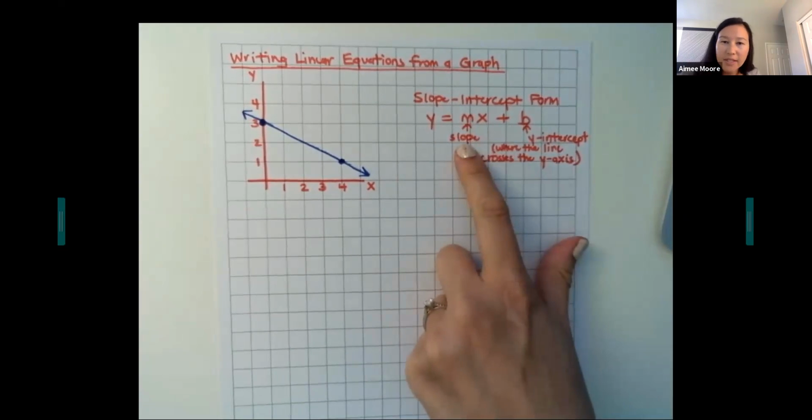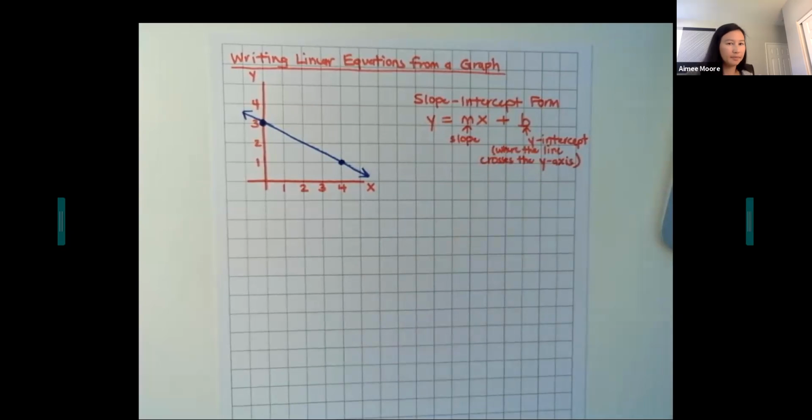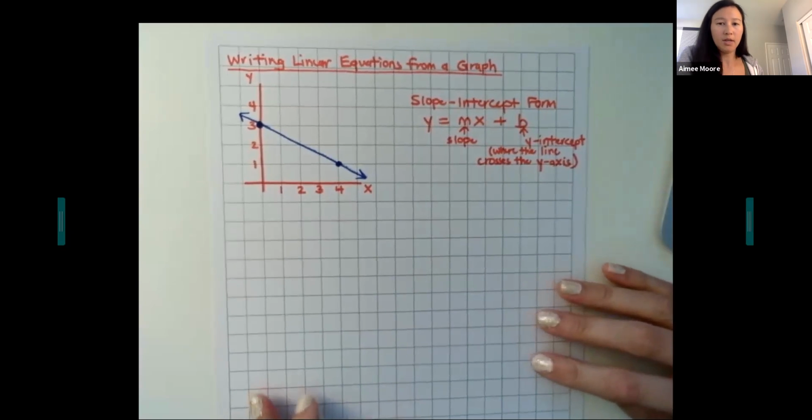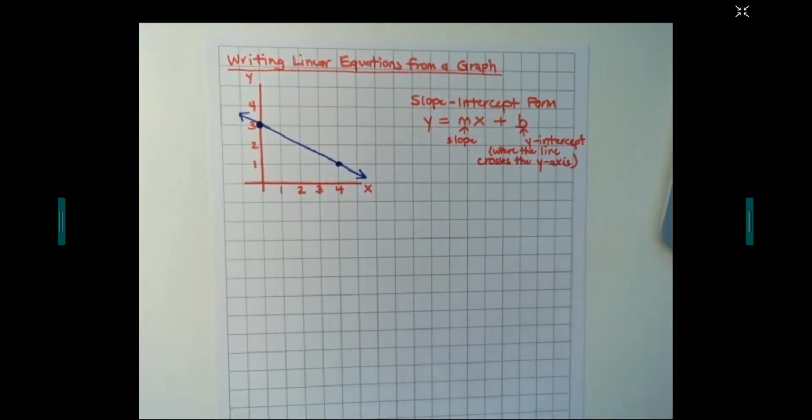So we already know how to find the slope. That's what we just did. Now I'm just going to show you how to find the y-intercept, and then we just plug it in here. So pretty simple. You guys ready for me to move on? No, 1 second. Okay. Okay, you can go ahead.